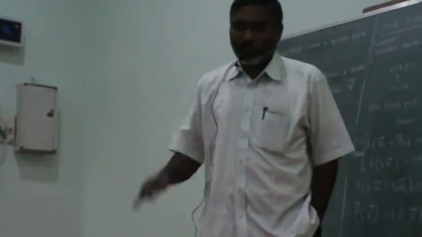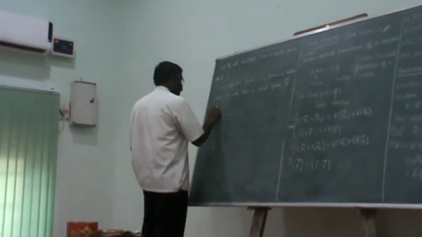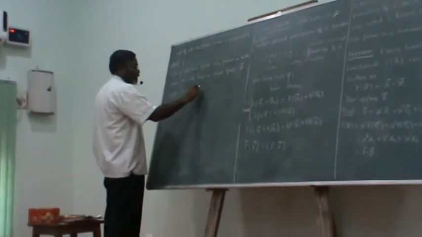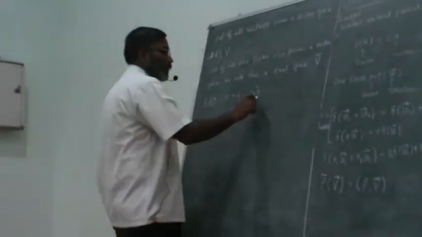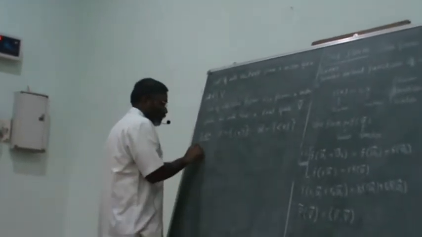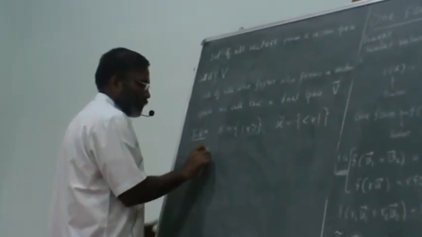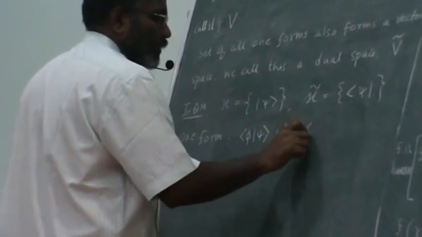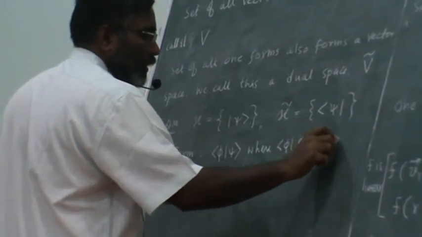We have talked about this in linear vector spaces. In quantum mechanics, I am sure all of you know that the Hilbert space consists of all these vectors, the set of all ket vectors, and its dual consists of all these states, the set of all bra vectors. And if you take a vector from the dual and a vector from the Hilbert space, you will get a scalar. Correct? That's how the inner product is defined. So a one form in quantum mechanics is simply the inner product <phi|psi>, where phi is in the dual space and psi is in the Hilbert space.